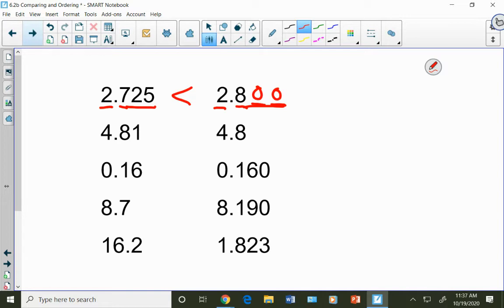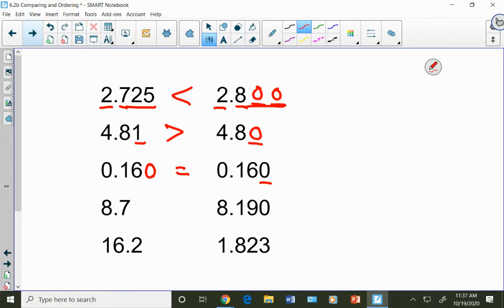Same thing for this one. We'll make them the same size. This has the hundredths, this one doesn't. So we're going to fill in a missing 0. So 4 and 81 hundredths is larger than 4 and 80 hundredths. Same thing for this one. Filling in the missing thousandth. We have a thousandth here and we don't here. So we're filling the missing 0. And these are the exact same, so they have to be equal.